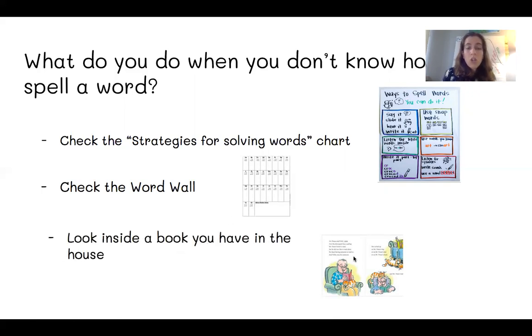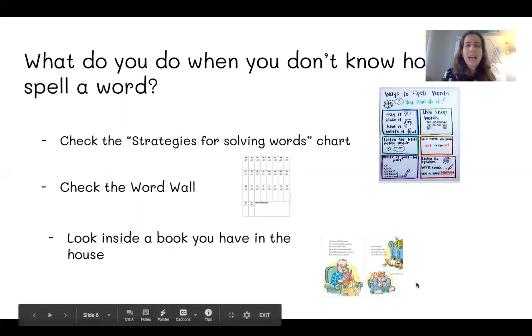You could also look inside a book you have in the house. Maybe you're trying really hard to spell a word and you're thinking to yourself, wait, I was just reading this Mr. Putter and Tabby book and that word was in the book. Maybe you want to go back to that book and check the word. These are all strategies you can do when you don't know how to spell a word, right?